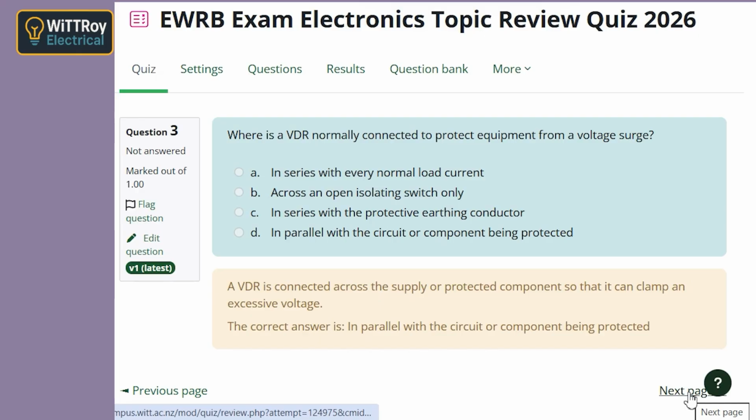Good, you've got the important point now. A VDR is connected across the supply or protected component so that it can clamp an excessive voltage. Starting with the normal voltage condition makes the parallel connection easier to remember.